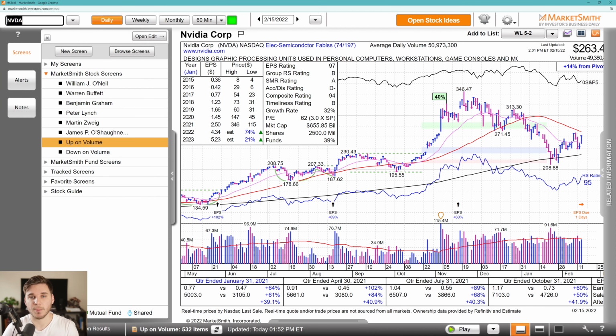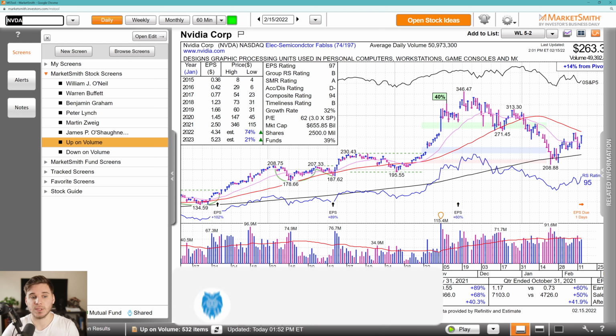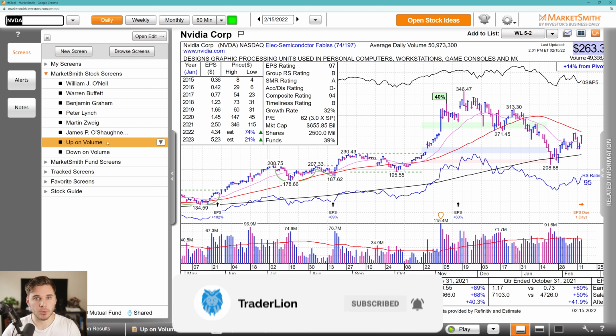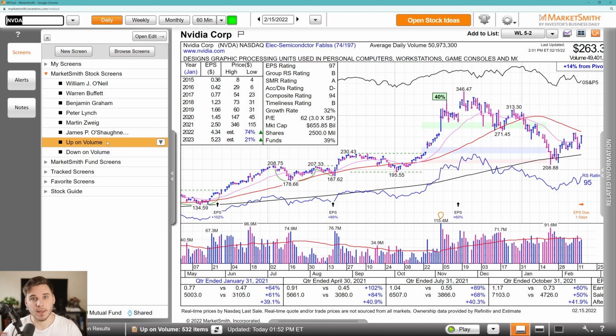Today in this video, we'll be talking about a very useful way you can track rotation and identify where the money is flowing on any particular day. And that is with the Up on Volume screen through MarketSmith. And if you don't have this screener or tool, don't worry, because you can easily replicate this entire process that we'll talk about in this video, regardless if you're using TC2000, TradingView, or whatever your favorite screener is.